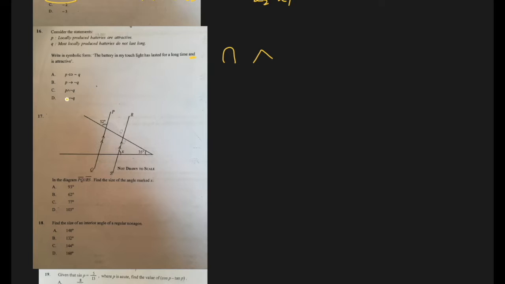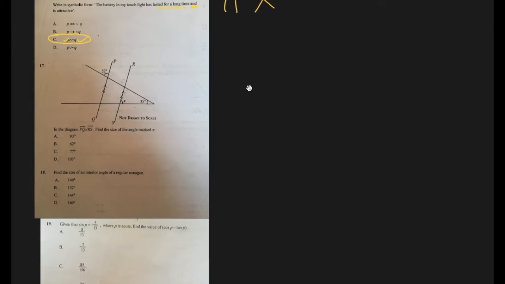But let's confirm. P is that the battery in my torchlight has lasted for a long time. That means it is do not last long. That means negation of Q. That's correct. And it is attractive. P is that they are attractive. P is correct. So C fulfills all the criteria.